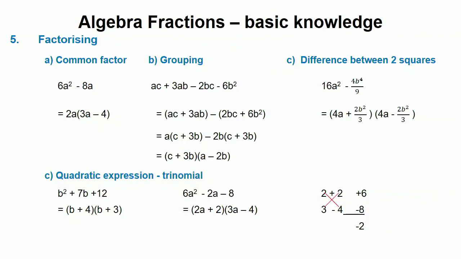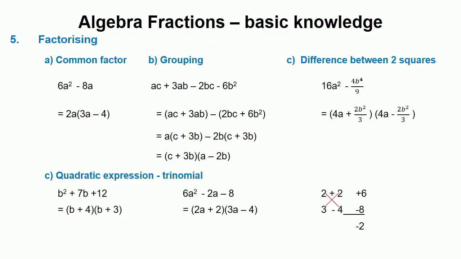Common factor: you just take out what can divide into both numbers. What can divide into 6 and 8? 2. What can divide into a squared and 8? a. So I divide with the 2a. Put it in front, put a bracket. So 6a squared divided by 2a is 3a. Minus 8 divided by 2 is minus 4.